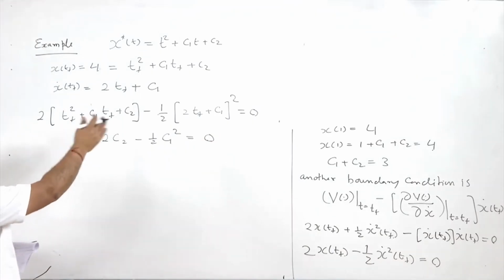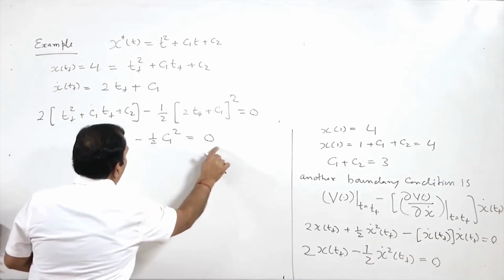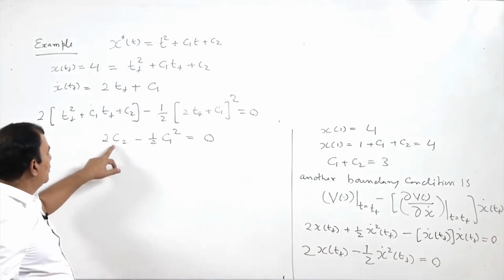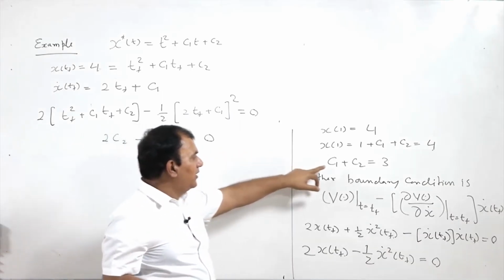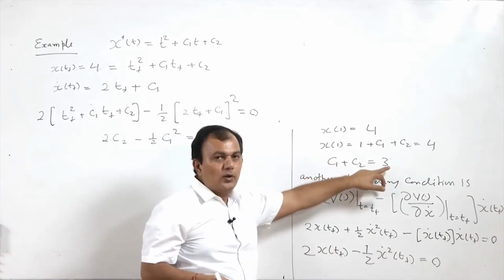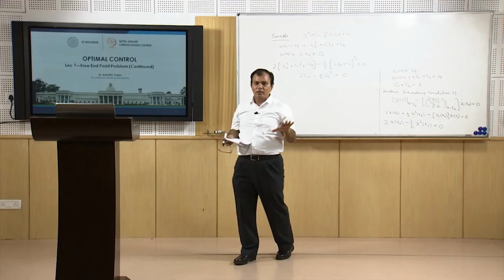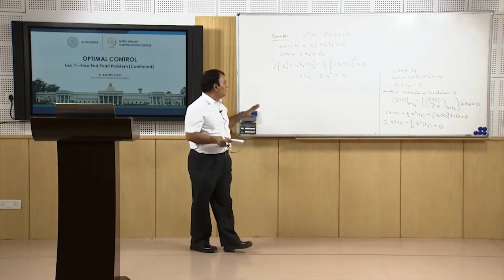So, all other factors will be cancelled out, and this, if we solve, we will get this value. So, I have the two equations in C: one is 2C2 minus 1 by 2 C1 square equal to 0, and another is C1 plus C2 equal to 3. These two equations we have to solve to find the values of C1 and C2.